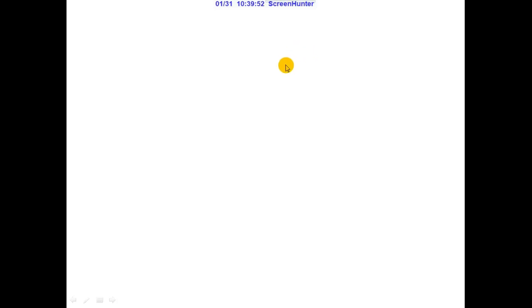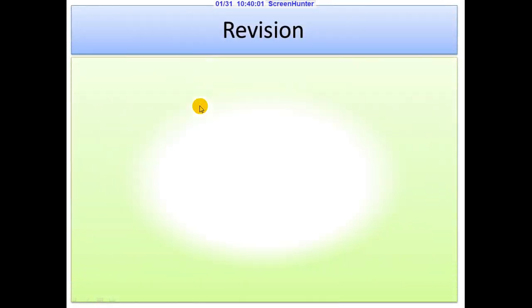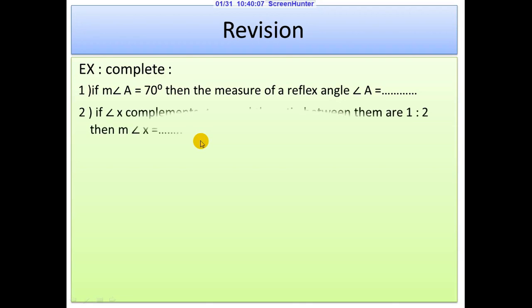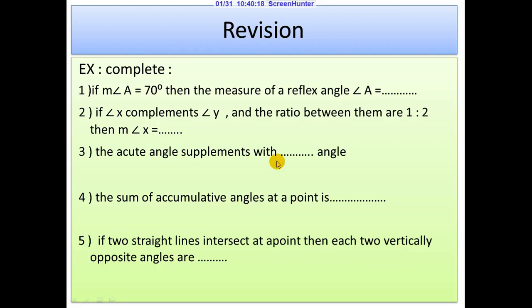Today we're gonna make a revision on geometry, to remember what we have studied before in the last first term, and try to remember it with each other.